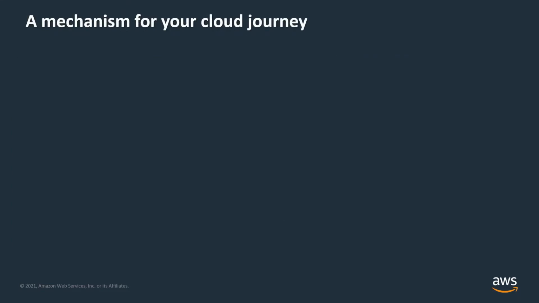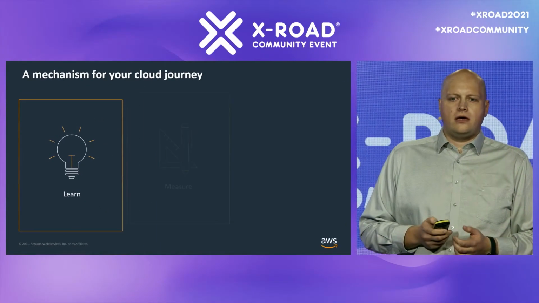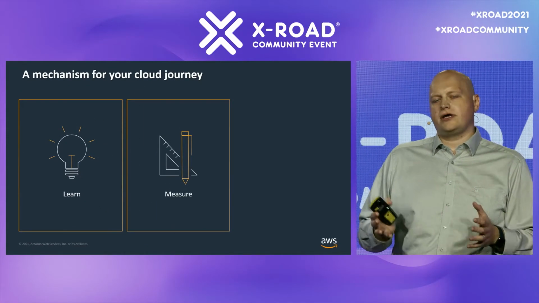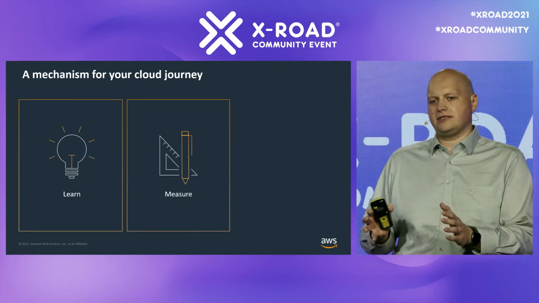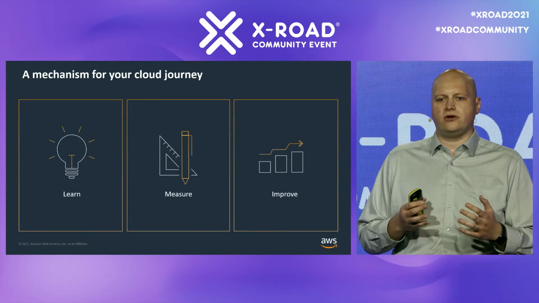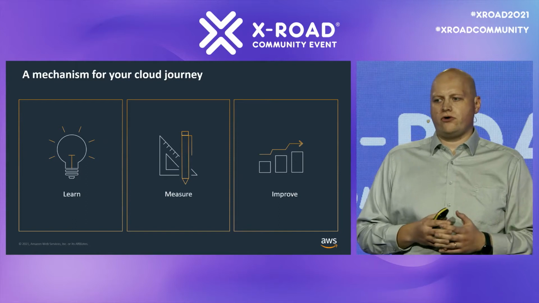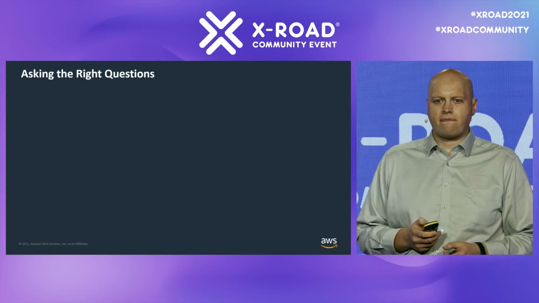So the Well-Architected Framework really is a mechanism for your cloud journey. You do it in 3 steps and you iterate all over again. You start by learning the strategies and the best practices for architecting in the cloud. You go on by measuring. You measure your architecture against those best practices, against your performance indicators, against the metrics that you want to have. And finally, you improve your architecture based on any issues that you found or any new requirements that you have. And you do this over and over again.